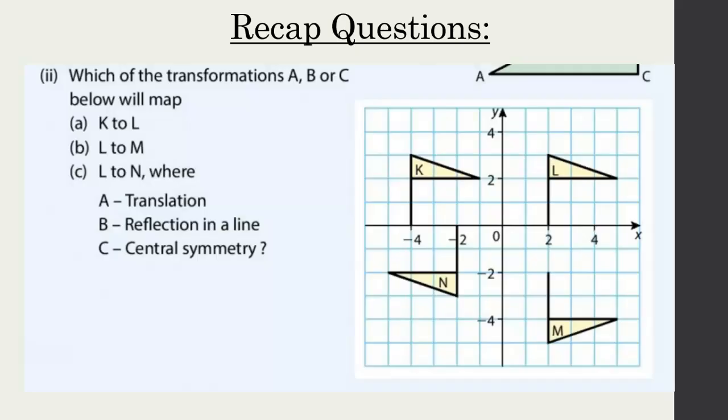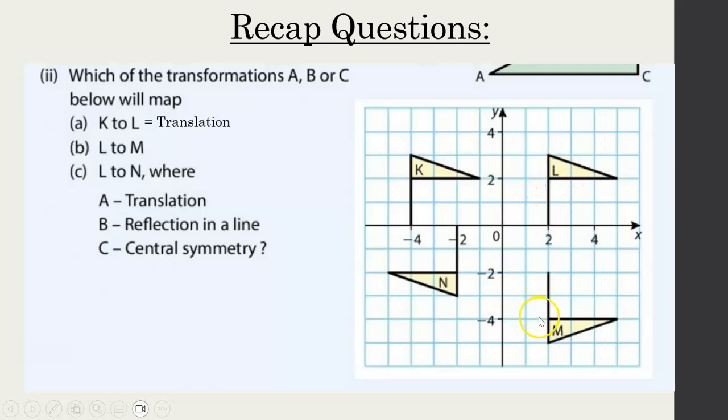So, which of these transformations, A, B, or C, below will map K to L? So we have a flag here, and it goes from K to L. So the flag has just been moved over here. Did it rotate? No. Was it cut or anything? No. It just was picked up and moved across. So what would that be? It's a translation. It's exactly the same. It's not flipped. It's not rotated. It's just picked up and moved along.